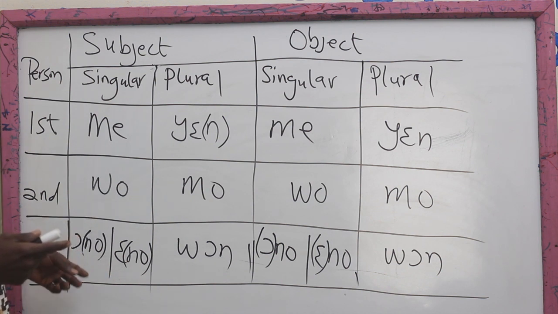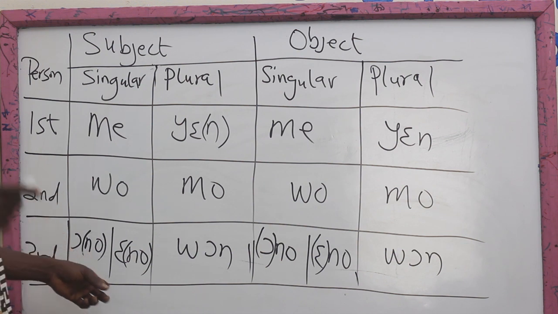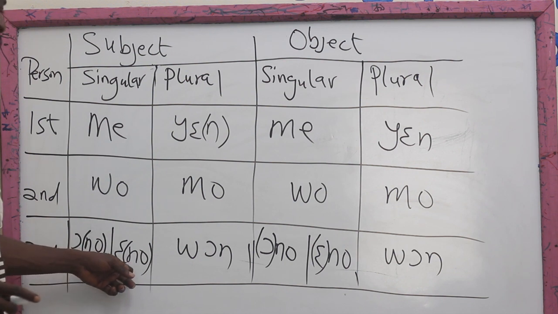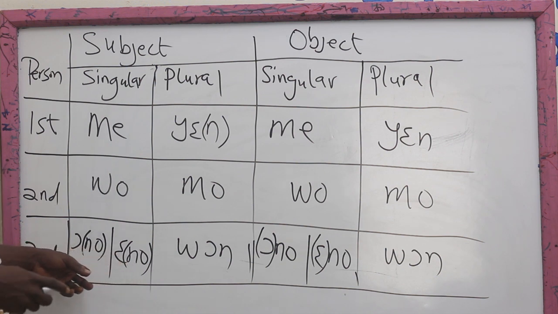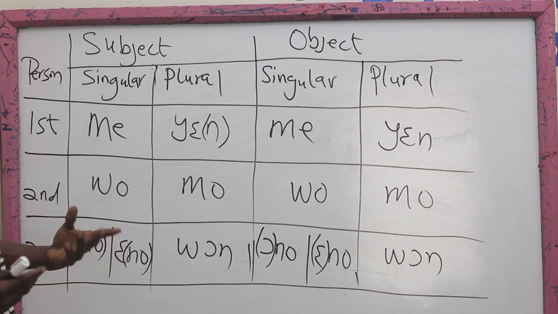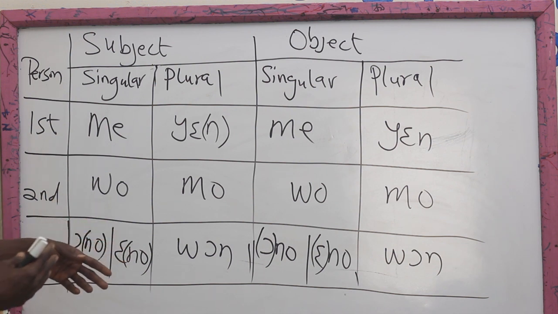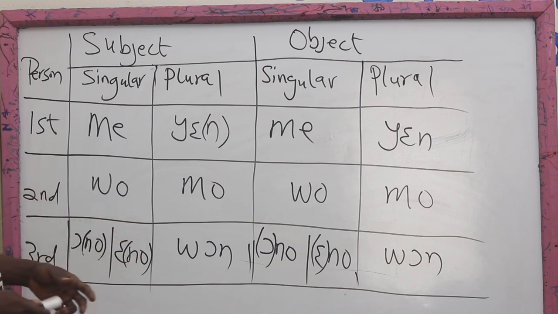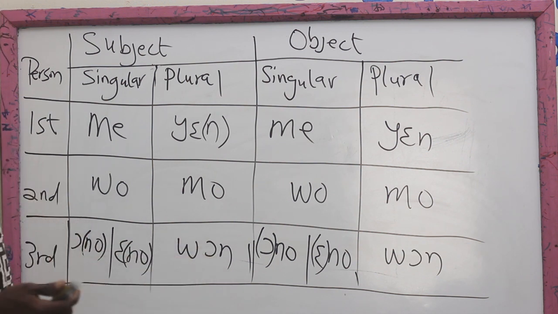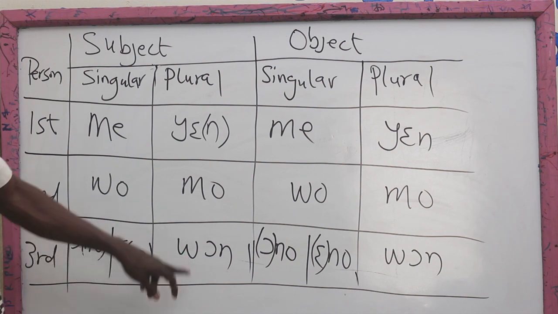Talking about third person, subject and object. So ono could be a male or a female, and eno is an inanimate. So we just distinguish between animate and inanimate objects. And their plural will be what? Won. So this is he or she, and this is they.